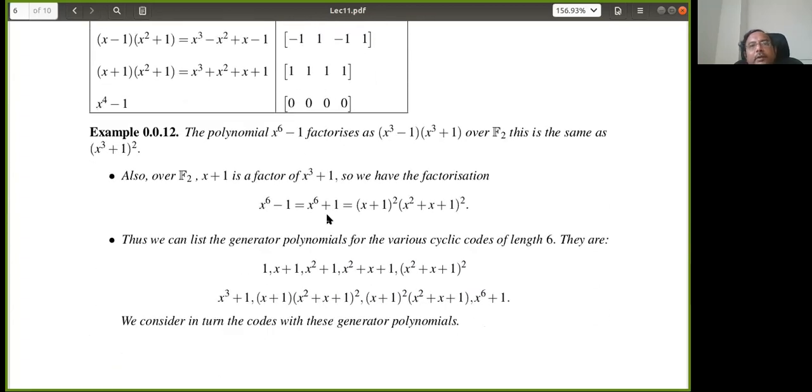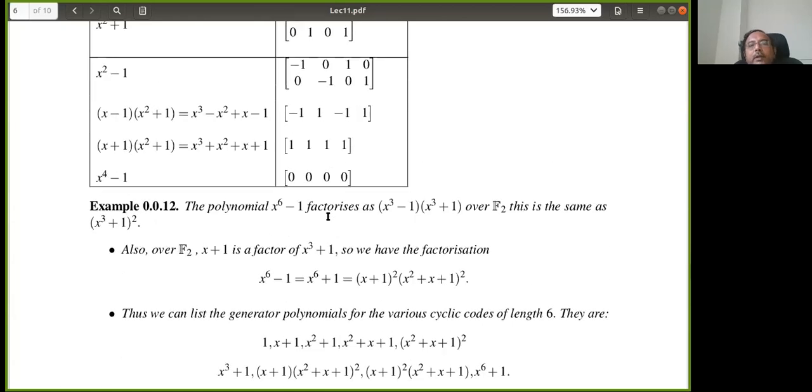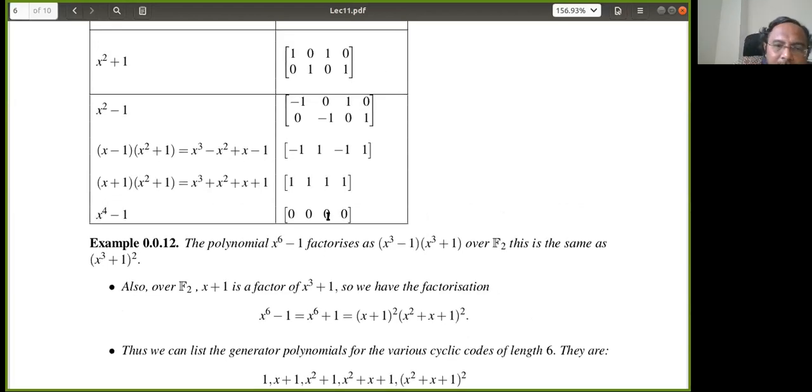So one more example. My polynomial is x power 6 minus 1, right? So x power 6 minus 1, I can write it as x cube minus 1 into x cube plus 1, right? Over F2. Okay. So before going further, you can work out something. I'll give you 2 minutes. Be ready with certain questions. You know what I'm going to ask you in future while going further and further. So be ready.